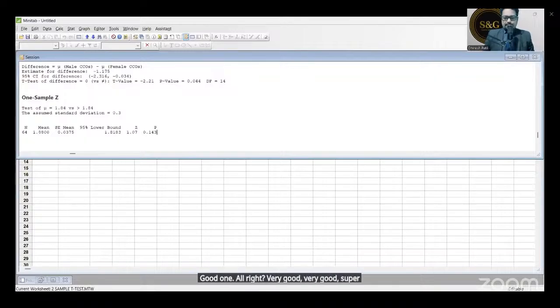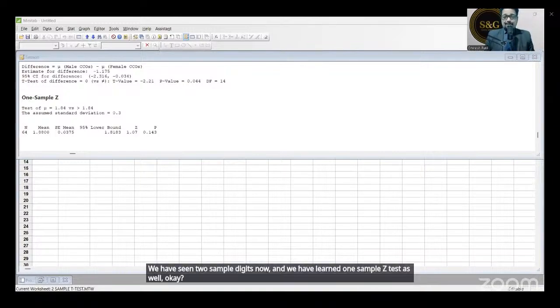Super. Amazing. Now, let me take you to some of the other factors here. We have seen one sample t-test and two sample t-test in the green belt. We have seen two sample t just now, and we have learned one sample z-test as well. So these are some additional hypothesis tests we have learned.